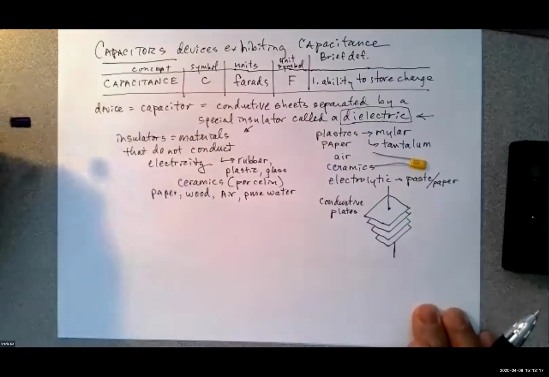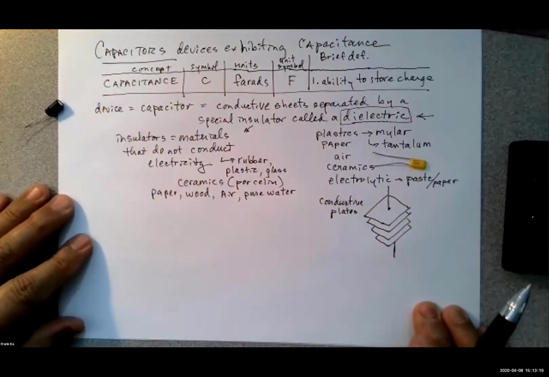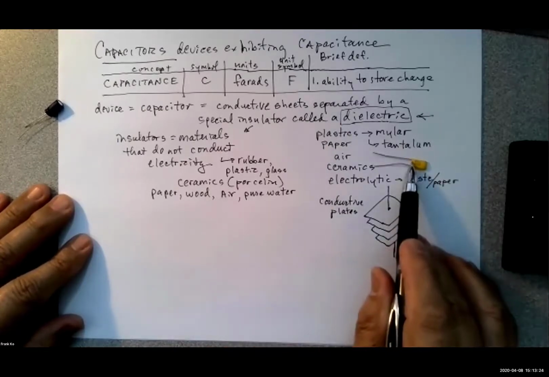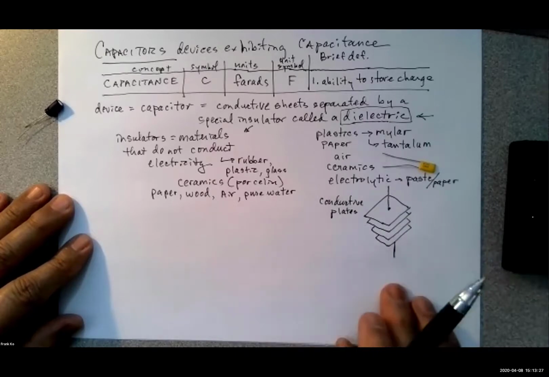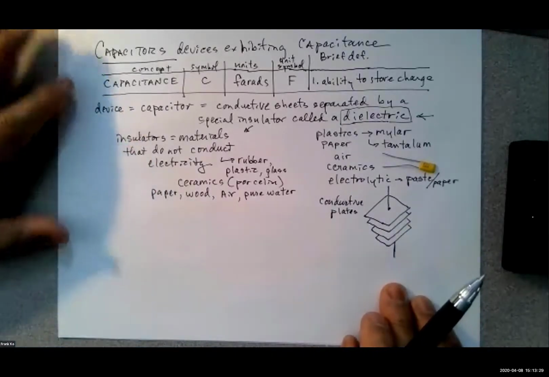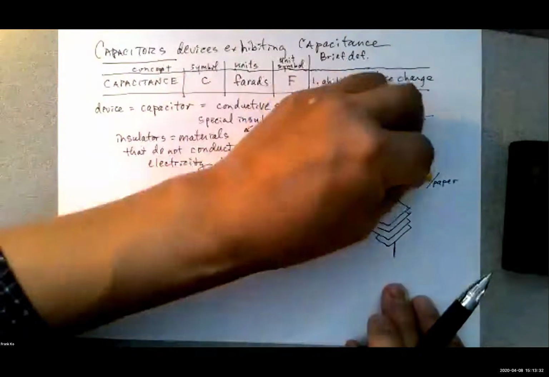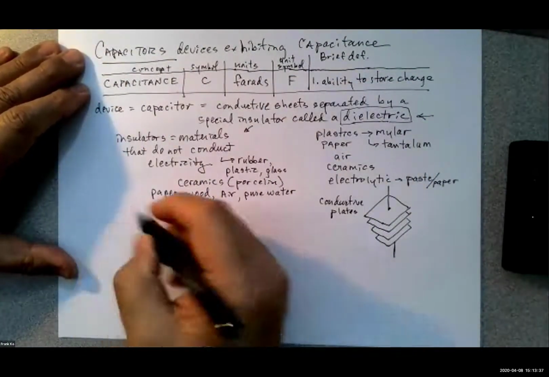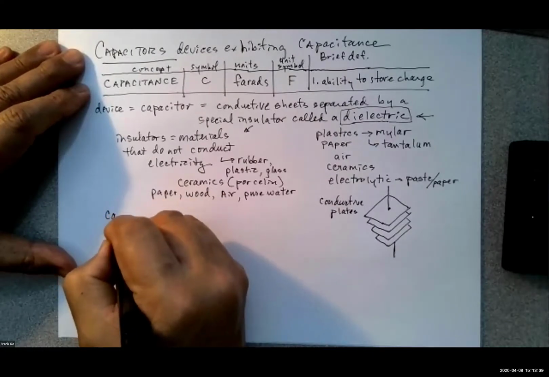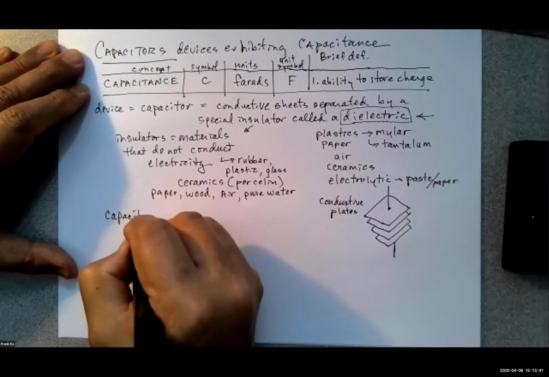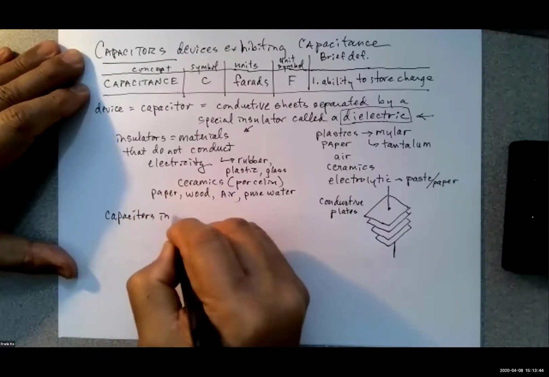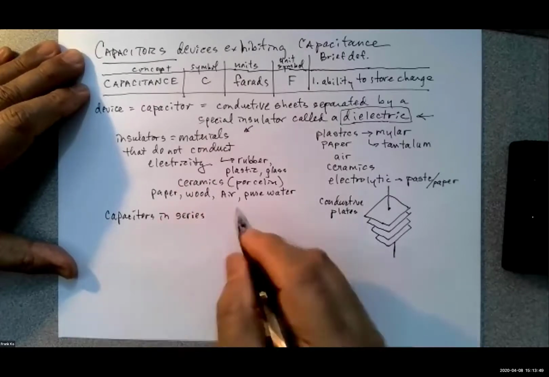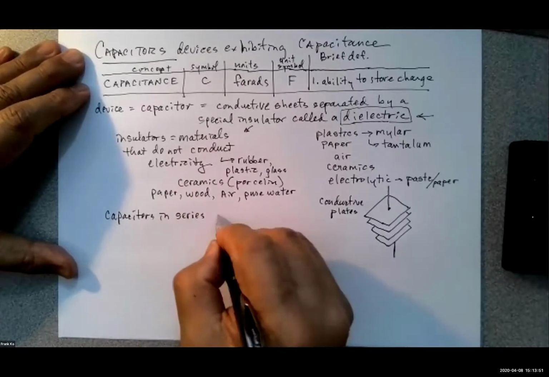So in your textbook, and I'll assign the appropriate pages in your textbook for you to explore this, the textbook goes into greater detail of the construction and various materials that go into capacitors. What I'd want to share with you at this point is how to deal with capacitors in a circuit. So capacitors in series, and then in series they would look like this.